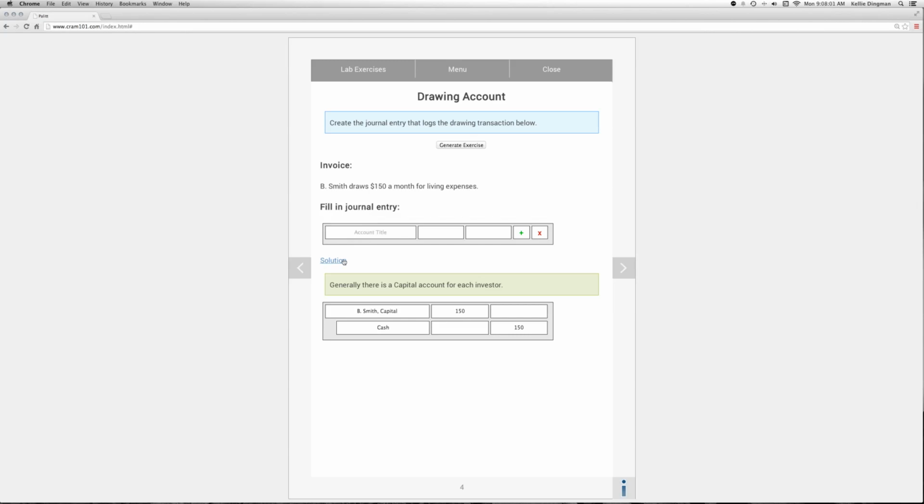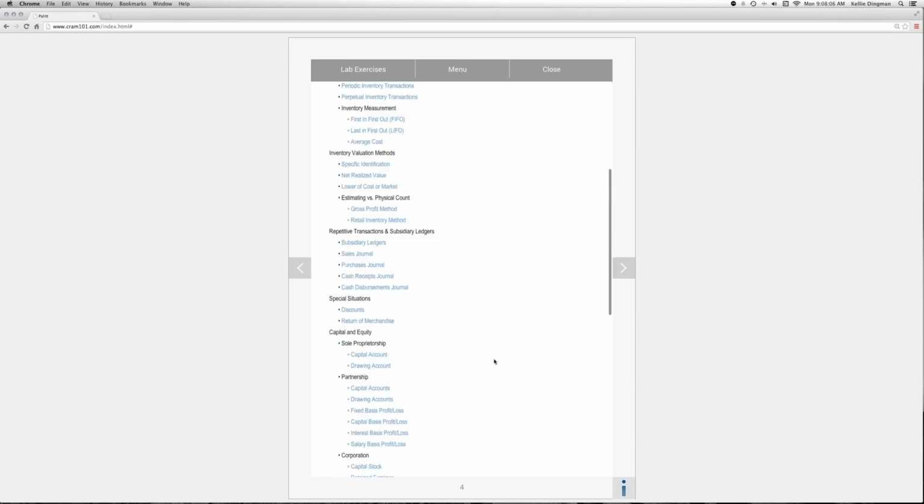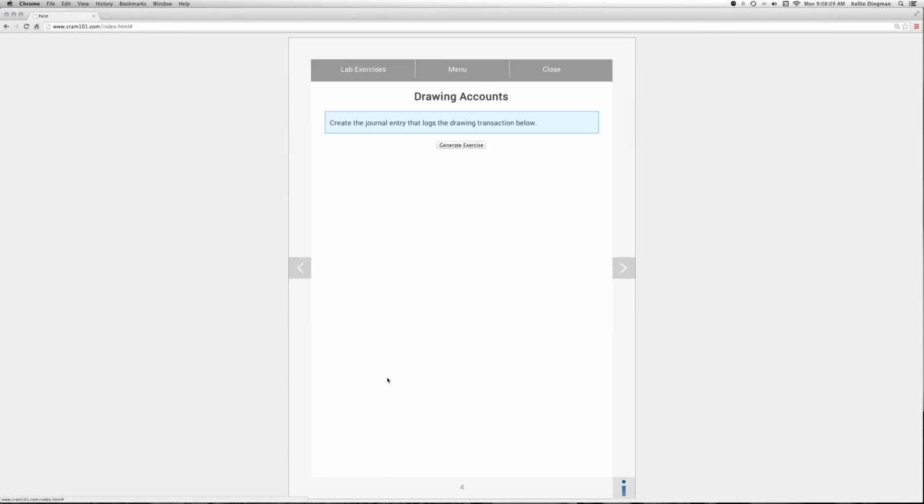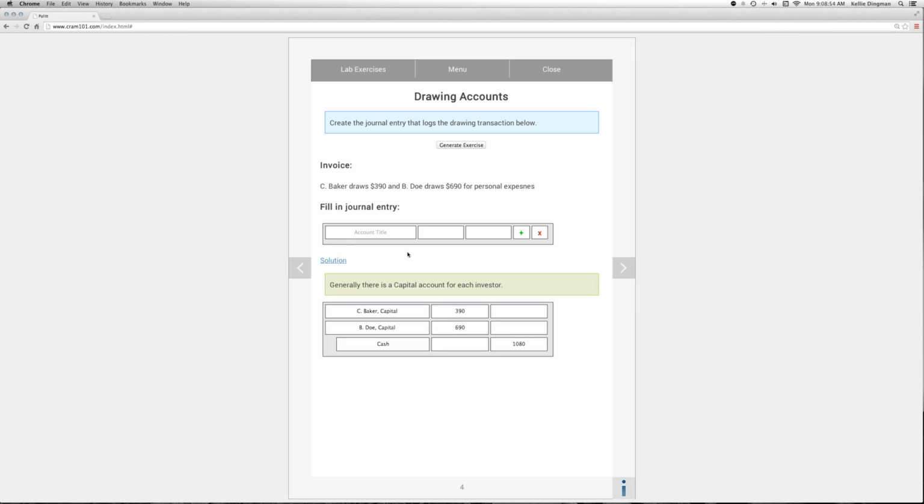Now let's take a look at the partnership withdrawal lab. This exercise says C. Baker draws $390. And B. Doe draws $690 for personal expenses. In this version, we have withdrawals for each person. We need to debit each partner's capital account for the amount that each withdrew, then credit the cash account for the sum of all partners' withdrawals. Checking with the solution verifies that.